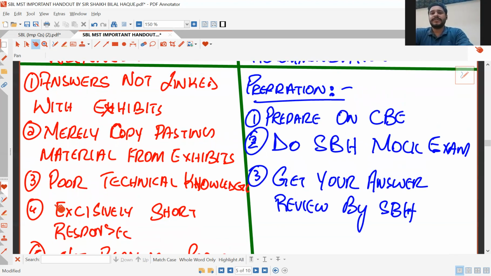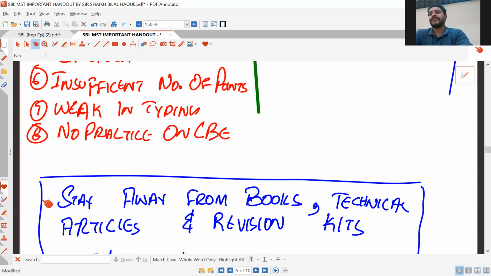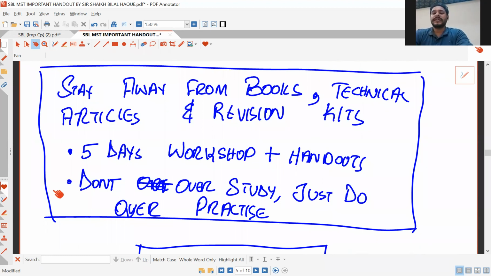My areas of recommendation are that your preparation should include preparation of the CD format. Make sure that you have done my mock exam, the mock exam given to you by SBH, and you'll get your answer reviewed. Even if you have not yet attempted, you can directly contact me and I'll provide you my mock exam.